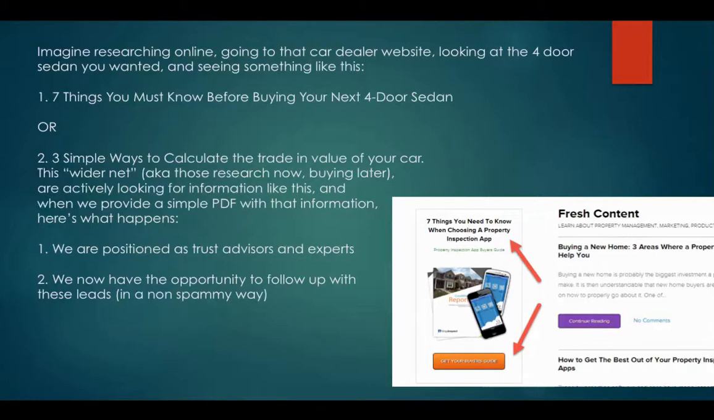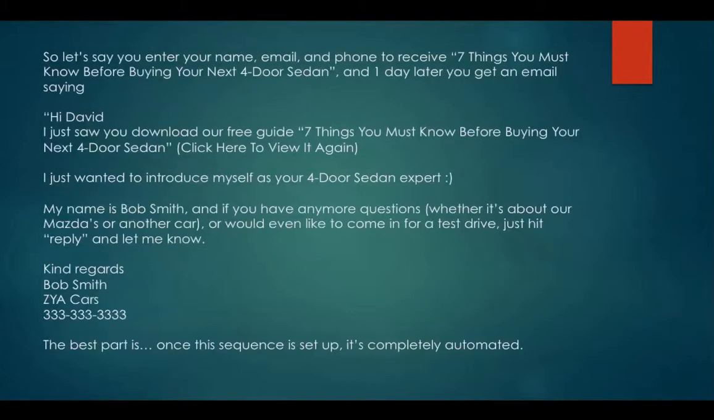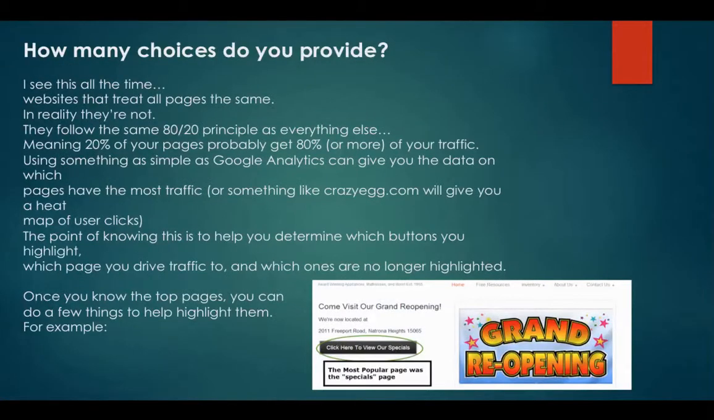So the question for you is, what are you doing for your prospects to help them make that decision, to engage with them, to get their contact information so that you can follow up, further educate them, answer their questions, answer their objections, and really build a relationship so when they are ready to make that decision, you are top of mind. So, here's the next thing I want to look at: how many choices do you provide?